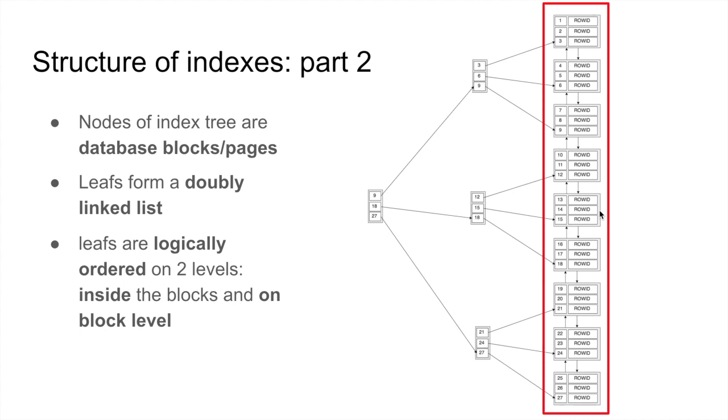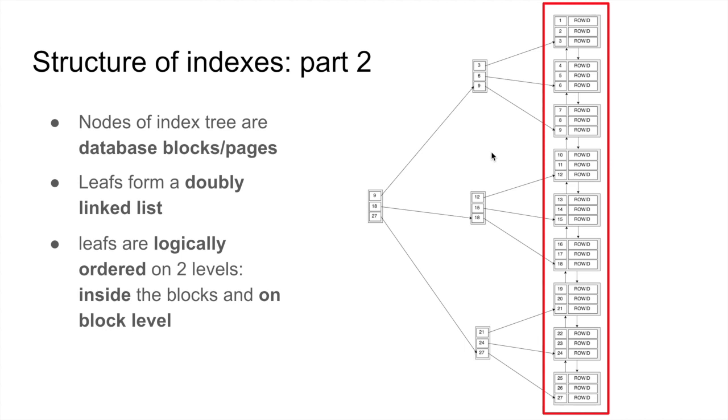So that also means that leaves are logically ordered on two levels. The first level is inside the blocks themselves. So the first level is right here. As you can see, this data is ordered in ascending order, which means from low to high. Now, the second level of ordering is on block level. That means that the block that contains the data 1, 2, 3 will always be right before the block which contains the data 4, 5, 6. And this block will always be right before the block which contains the data 7, 8, 9.